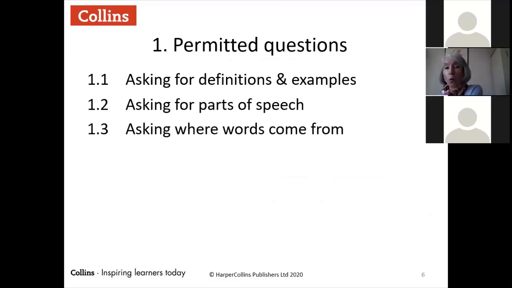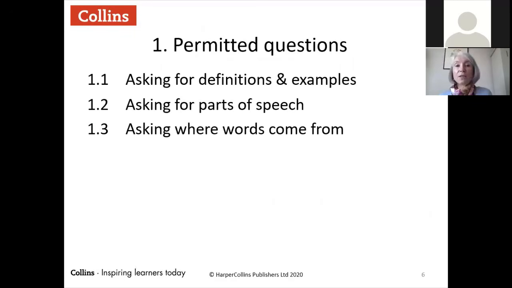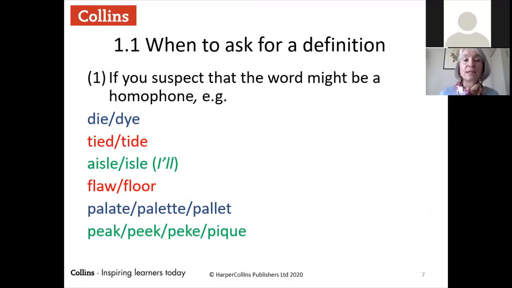Right, so when do we ask for questions? So we're going to think first of all about asking for definitions. Now, people who set spelling bee competitions, and I am one of them, are very, very sneaky. We're trying to catch competitors out. And one of our favourite sets of words to set for spelling are homophones. Homophones, as you know, are words that sound the same that are spelled differently. Now, a lot of homophones are very easy. Die, dye, tide, tied. But some of them are tricky and are fair game in spelling bee competitions.